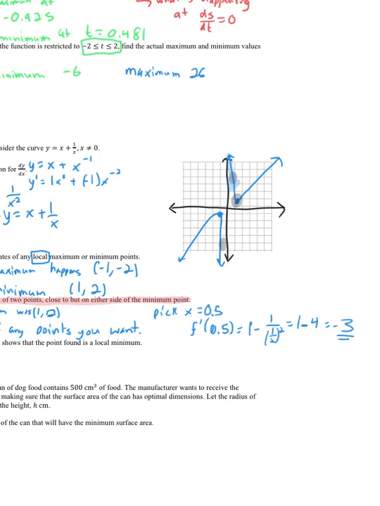And then we do it again. Let's do f prime, and we'll pick something on the other side, 1.5 this time. And we're just going on the right side of 1, 2, somewhere over here. 1 minus 1 over 1.5 squared.